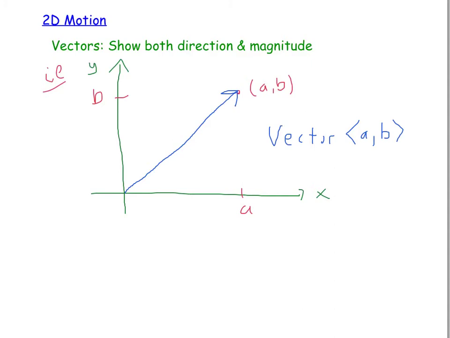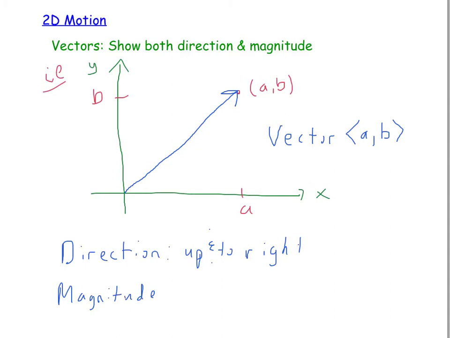Now, vectors are very helpful because they show both a direction and a magnitude. In the example that I provided here, the direction of this particular vector would be that from the origin to the point (a, b), we are going up and to the right. And so any particular vector will always express a particular direction. The other thing that you can extract from a vector is some magnitude.